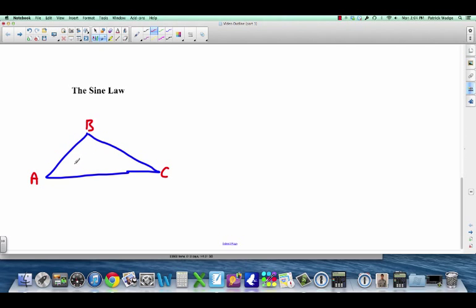But there's actually a faster way to do it. The side that's across from an angle takes the same name. So if this is angle A, then this over here is side A, but you use a small a to name it. If this is angle B here, then this is side B, but you use a small b. And if this is angle C here, this is side C, and you use a small c. Okay? Here is the sine law.